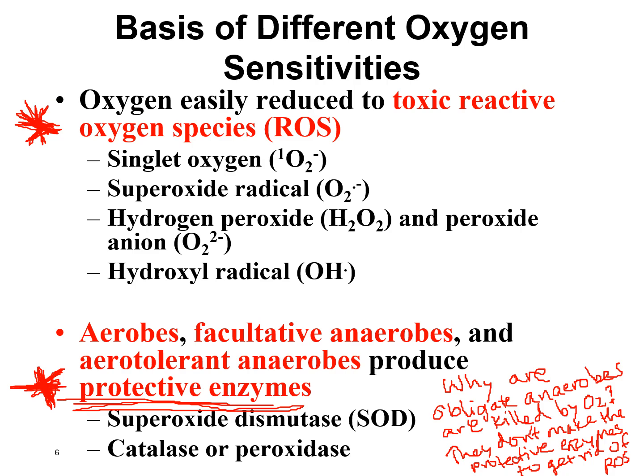Okay, so that's an important thing to remember that I would star in your notes. So I would know why these obligate anaerobes are killed by oxygen. And that's because they don't make these protective enzymes to get rid of these reactive oxygen species, so they get killed by them.